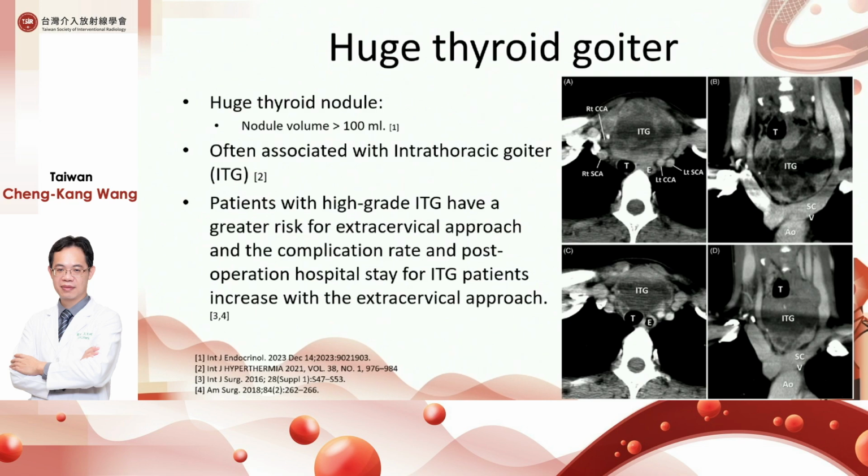We can see the CT image, the intrathoracic goiter shows thyroid goiter extending through the thoracic cavity and the upper mediastinum, and the compression of the trachea and the great vessels. It's difficult for the treatment.